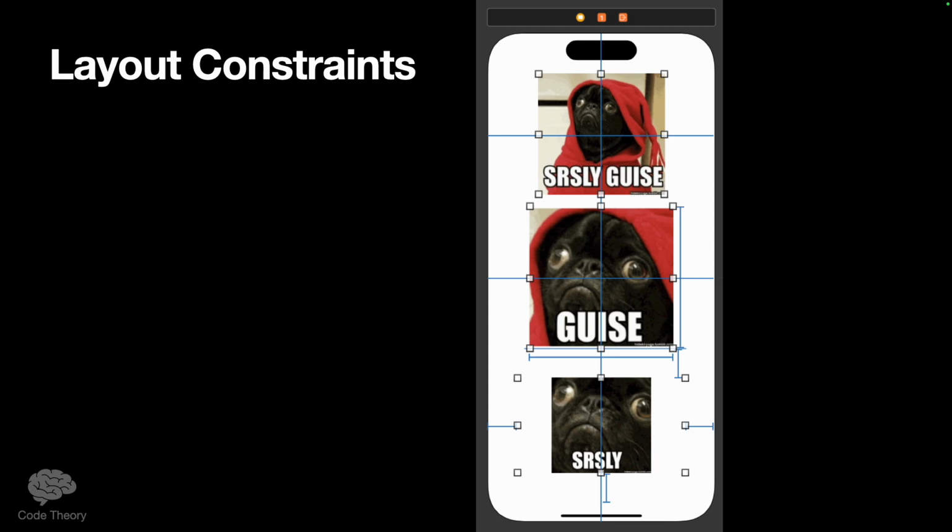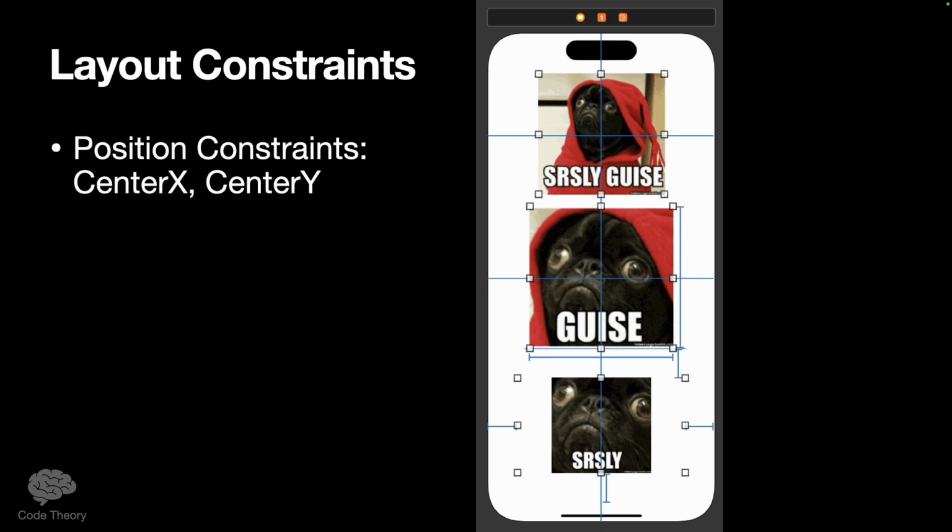So we have three different ways of doing layout constraints here. There are many, many more, but these are the ones that are helpful and important. So the first are position constraints. There is the center X and the center Y constraint. So you can constrain a particular view. You can say, hey, I want your center X and your center Y to be equivalent to these anchor points, or a multiplier of these anchor points.